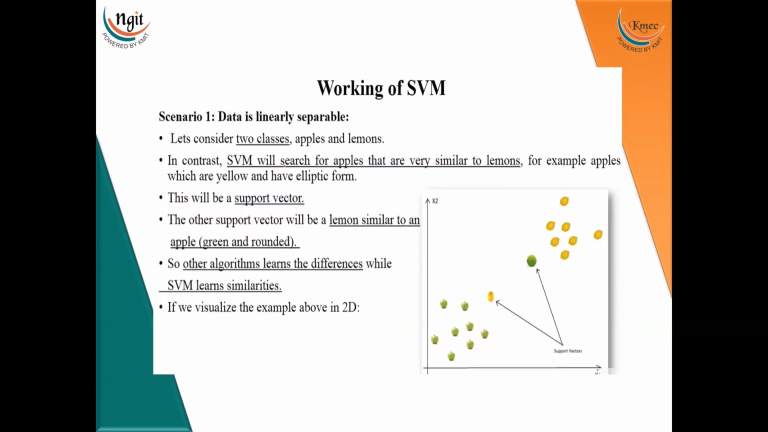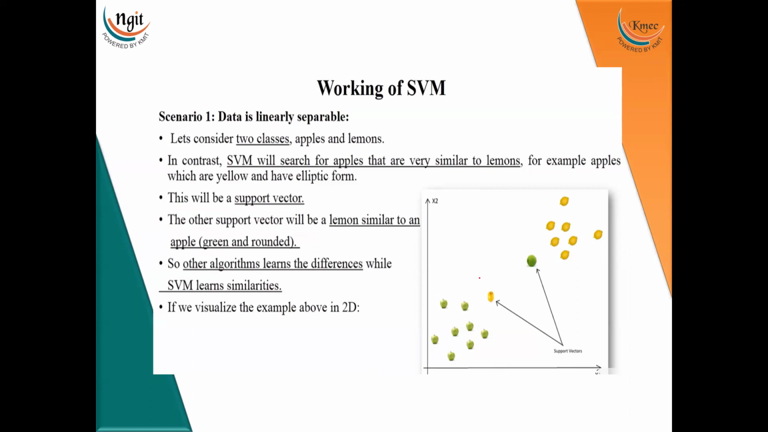So see here, data is linearly separable. How does this work? Let's consider two classes, apples and lemons. SVM will search for apples that are very similar to lemons, which are yellow and have an elliptic form. So this will be a support vector. These two will be the support vectors. The other support vector will be a lemon similar to an apple, green and round.